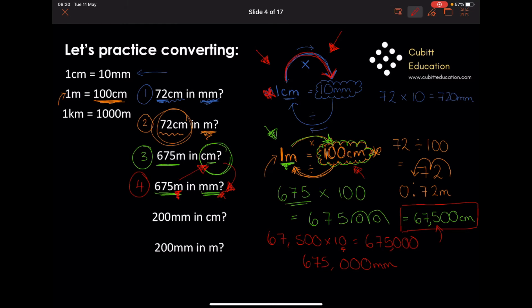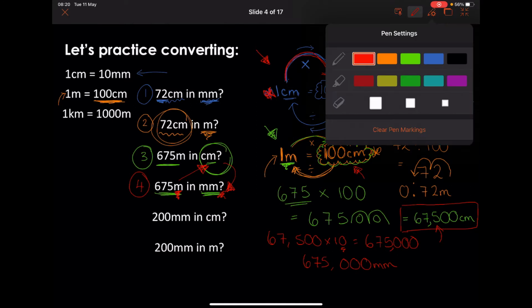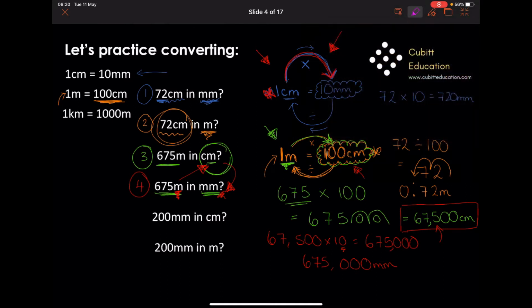Okay, so we've gone quite tricky. I hope you're understanding everything so far. What we're going to do now is we are going to do question 5. Let me find another colour. I'm running out of colours. I'm going to have to use this one. Question 5, 200 millimetres to centimetres.